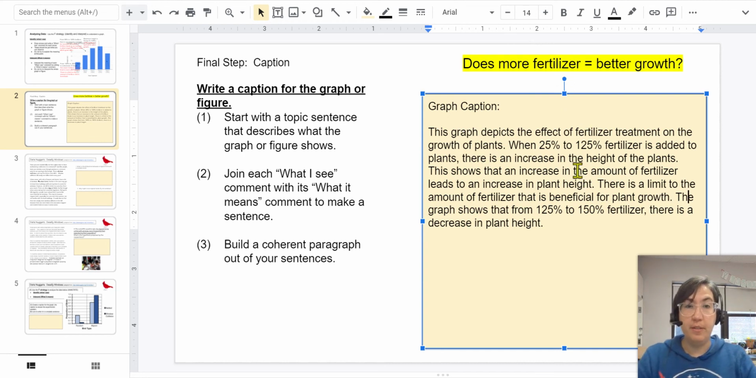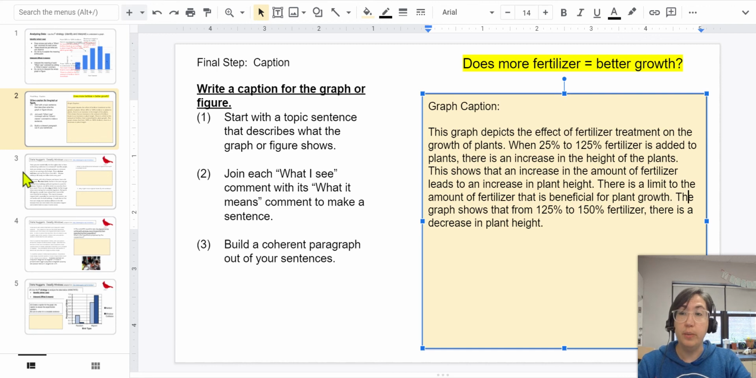So, this graph depicts the effect of fertilizer treatment on the growth of plants. When 25% to 150% fertilizer is added to the plants, there's an increase in the height of the plants. This shows that an increase in the amount of fertilizer leads to an increase in plant height. There is a limit to the amount of fertilizer that is beneficial for plant growth. The graph shows that from 125% to 150% fertilizer, there is a decrease in plant height. All right, there's our conclusion.